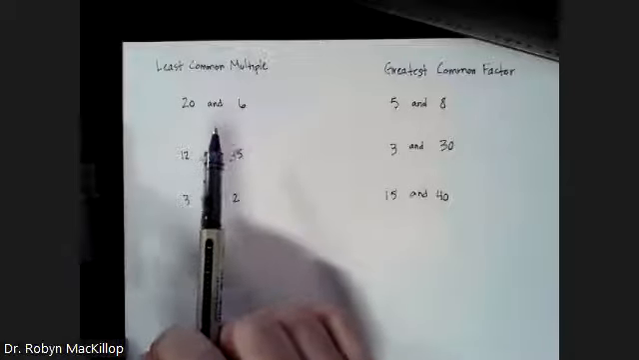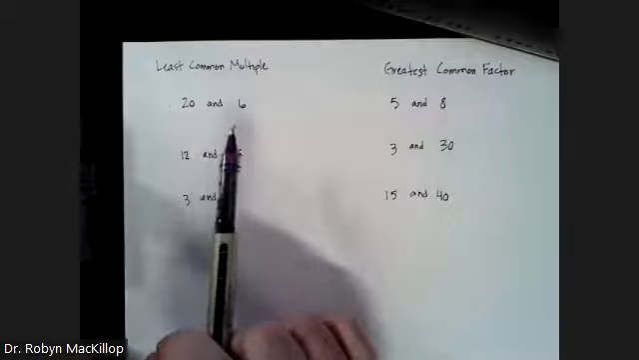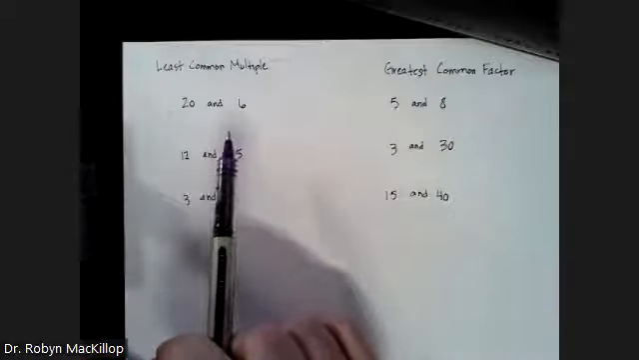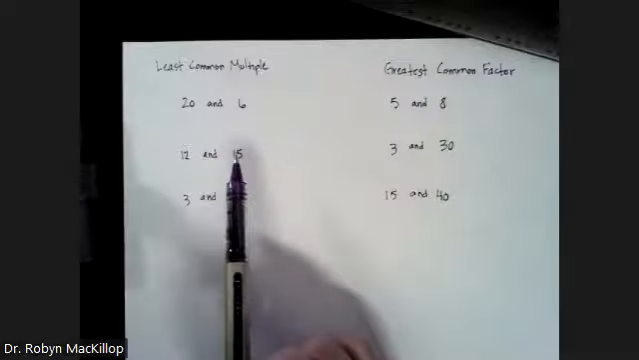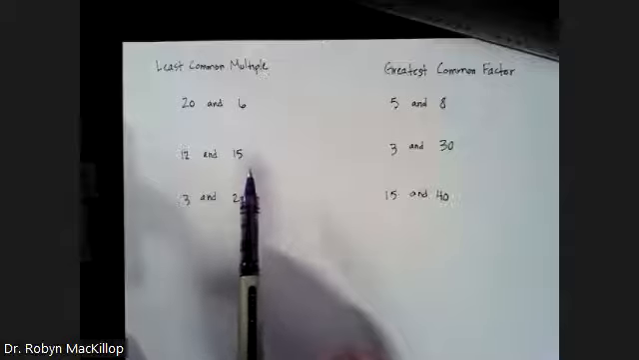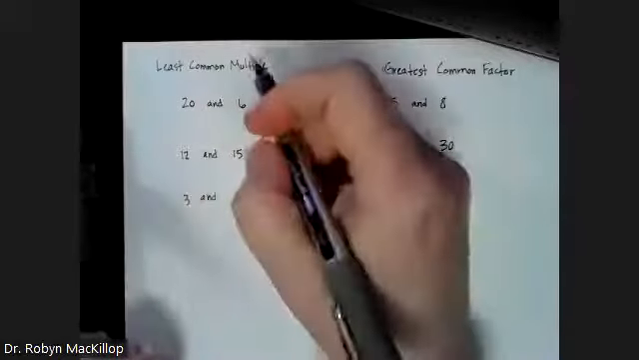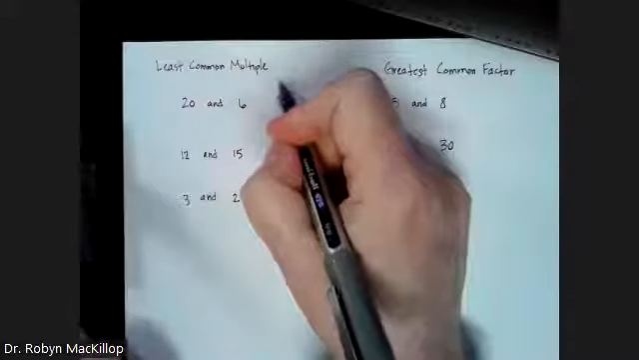We are looking for a number that both 20 and 6 go into evenly. Kind of like when you're looking for a common denominator. So if you needed to make a common denominator out of 20 and 6, what would you do? One of the easiest ways to do these is make it visual.